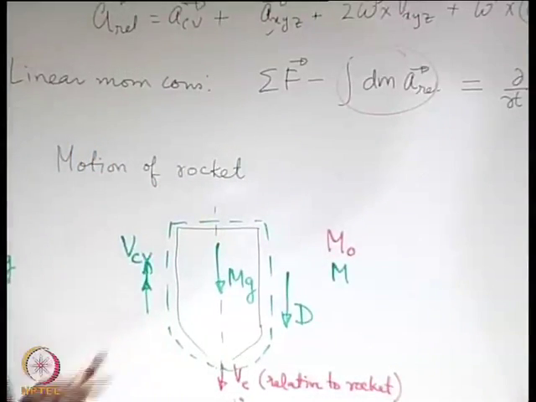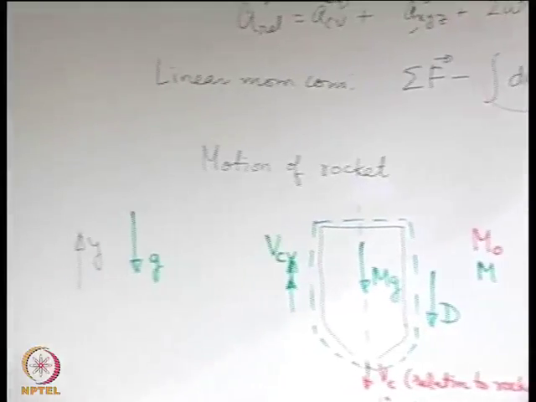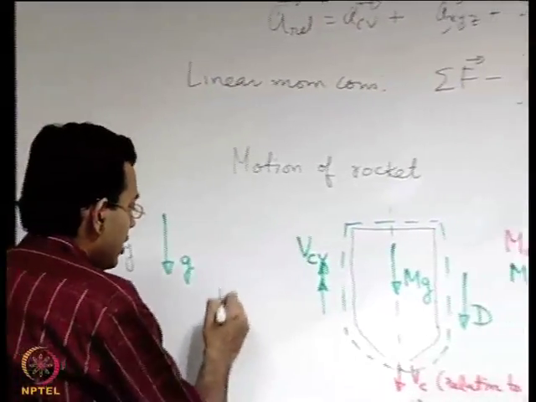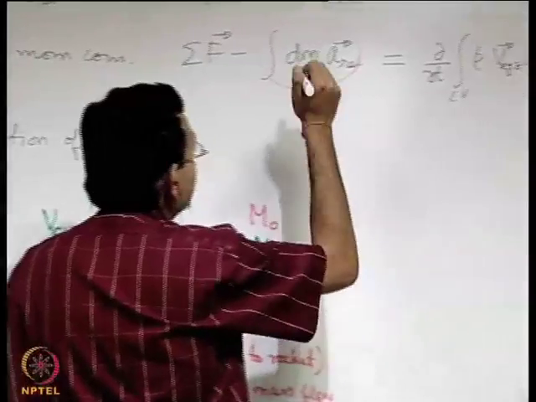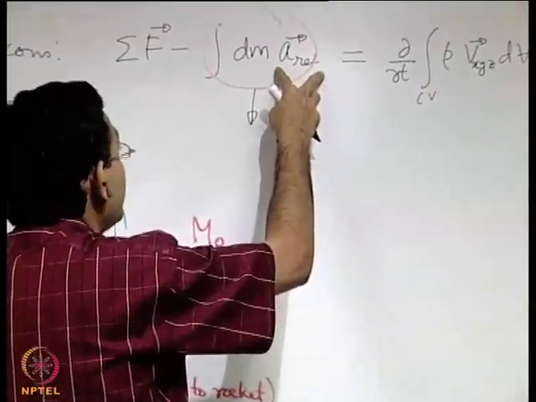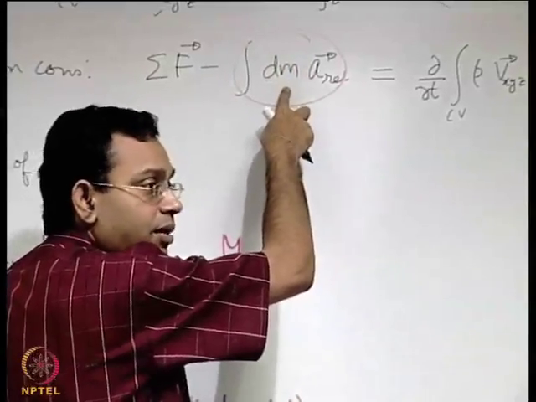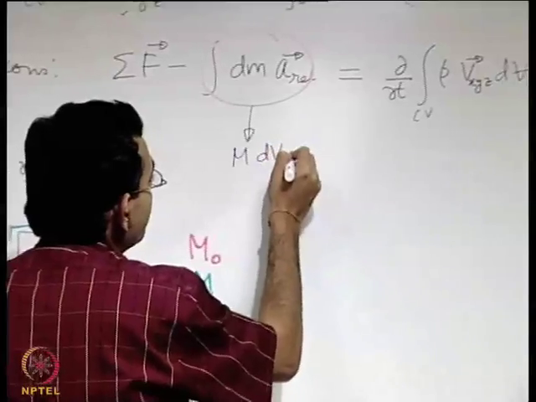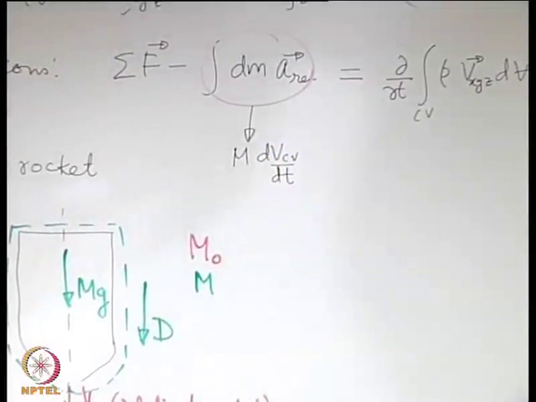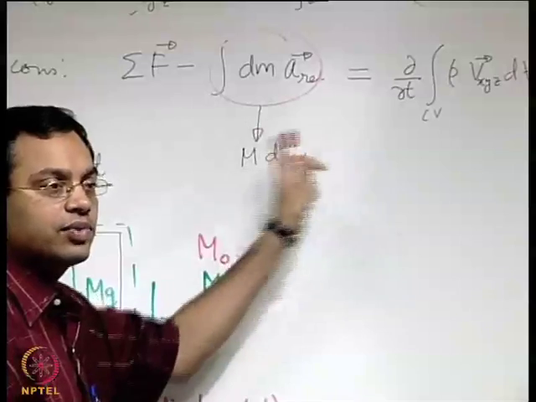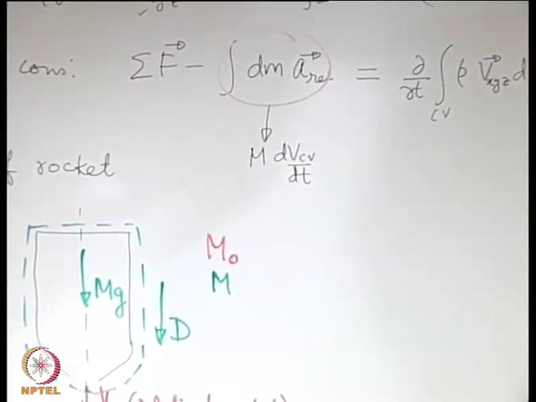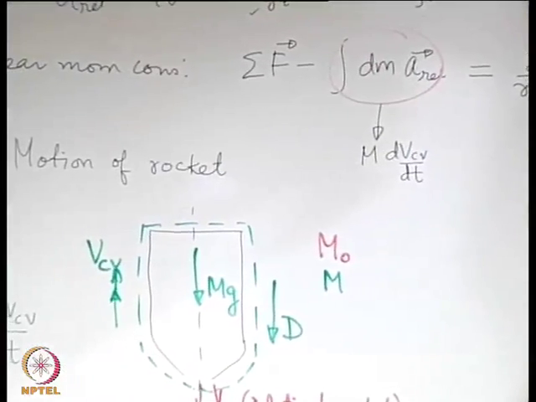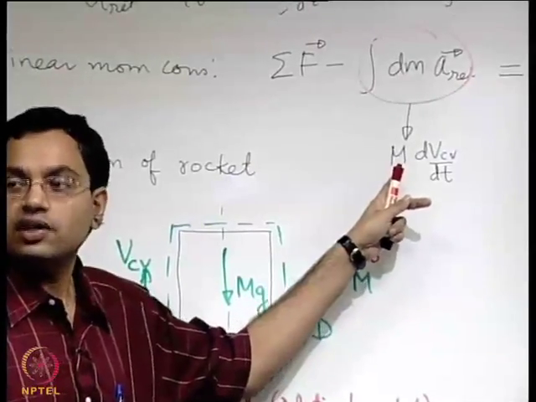And because it is assumed to be like a rigid body, all points have the same linear acceleration, and that acceleration is nothing but dV_CV/dt. So A relative is a constant which is equal to dV_CV/dt, that comes out of the integral. Integral of dm becomes m, so this becomes m dV_CV/dt. We are writing it in a scalar form in the y direction, so I am not writing it in a vector sense, only plus and minus will indicate whether it is upwards or downwards. Keeping that in mind, we have m into dV_CV/dt. The important thing is this m is not a constant, it is a function of time, that we have to keep in mind.